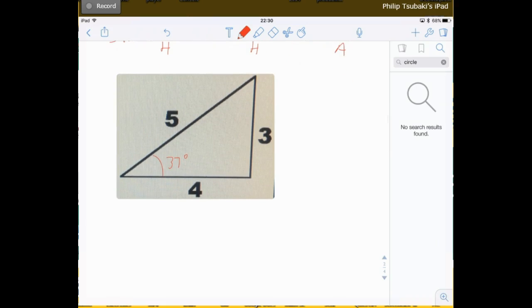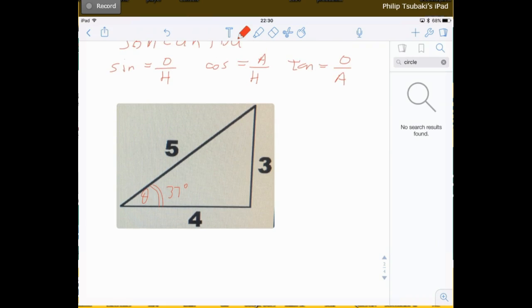A 3, 4, 5 triangle has this angle here of 37 degrees. A lot of times we call this angle theta, which is a Greek letter, and we often call angles Greek letters instead of Roman letters. So let's say that we are going to find the sine of this angle. Remember that sine is opposite over hypotenuse.